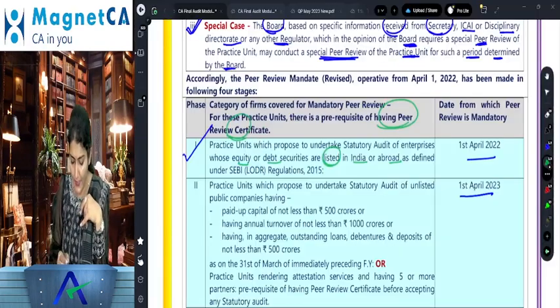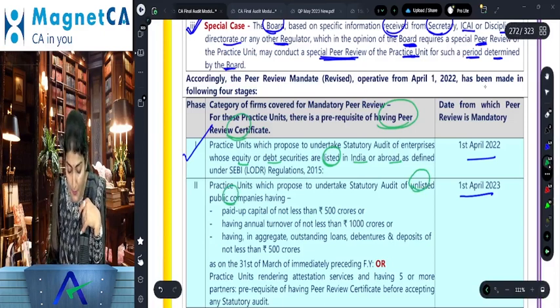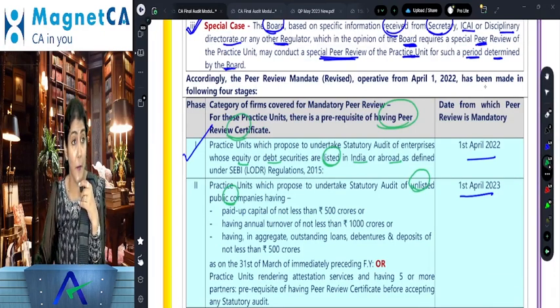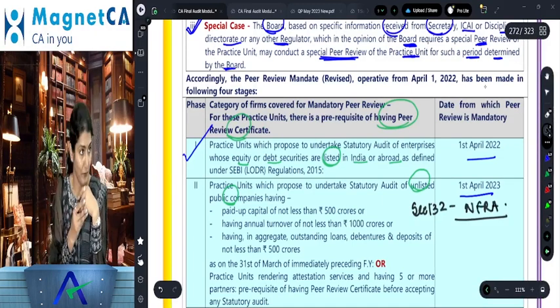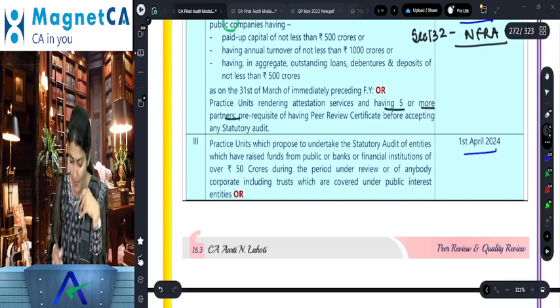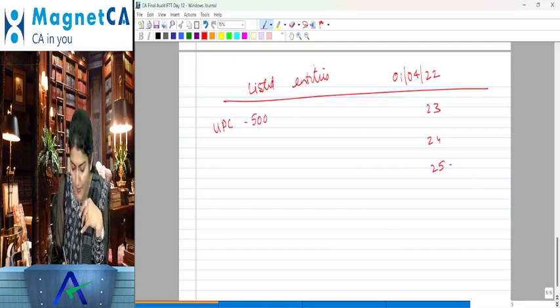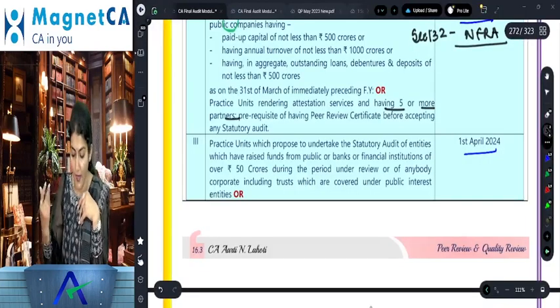Right, then second one, can you read and tell me something? Practice units who propose to undertake the statutory audit of the unlisted public company having paid up share capital of not less than 500 crore or turnover of not less than 1000 crore, or having the loan debenture deposits of not less than 500 crore, similar to the applicability of section 132, which is the NFRA. Or a practice unit having 5 or more partners. If you are doing the audit of the unlisted public companies, 500, 1000, or the 500 crore, or your firm is a firm having 5 or more partners. Okay. Then what is the next one?